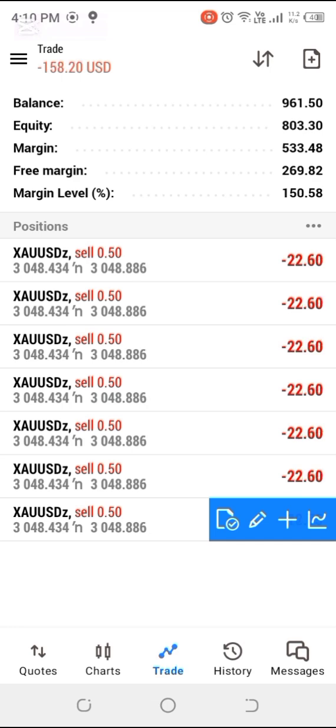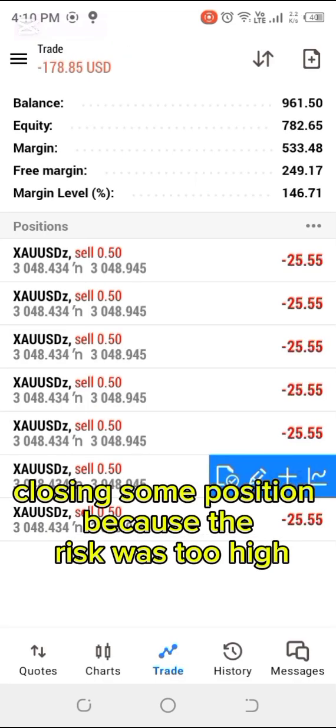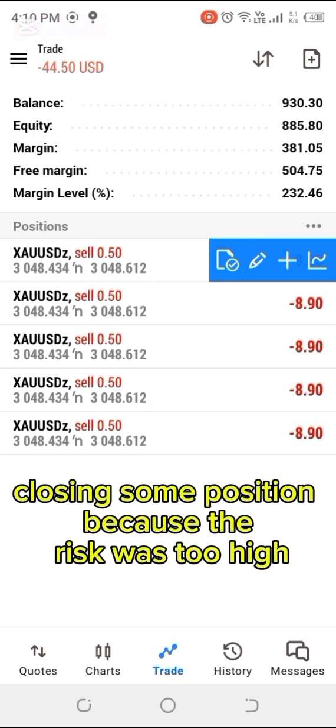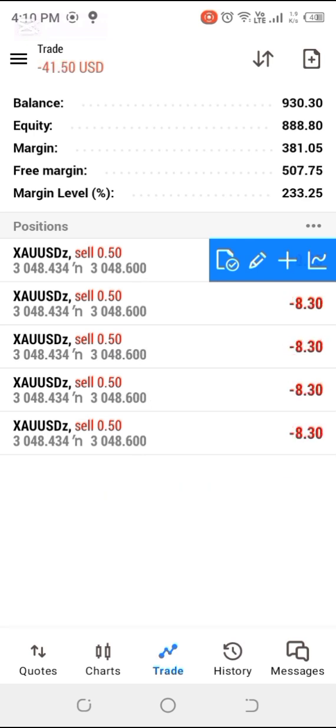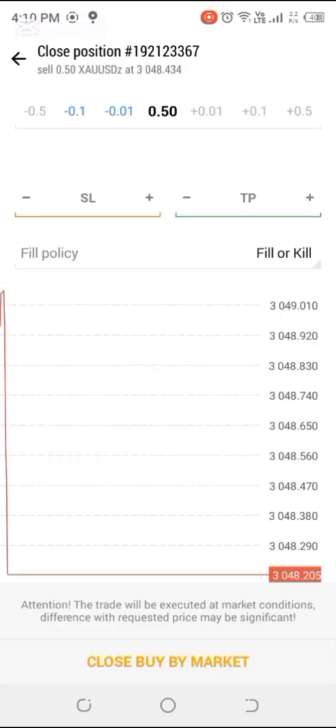My margin level percentage was below 300, and any further retracement the account could have blown. Even though I have already withdrawn some profit, I would not like to blow this account. So I decided to close some trades so that my margin level percentage can be above 300%, which is still better. Not best, but it was better than below 300. So I closed some positions.